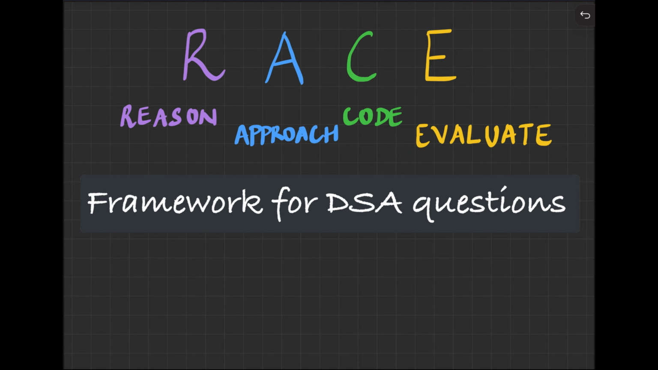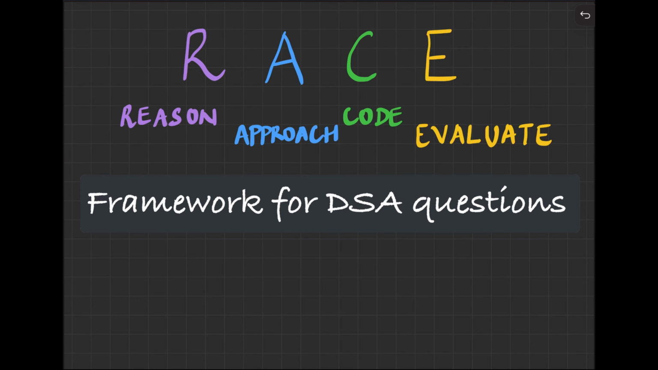With your approach finalized, next we move on to the code section. This is where you translate your approach into a working piece of code. This is also the section where you dry run the code on a few examples that we saw in the reasoning section and hopefully also worked with in the approach section. You run your code and make sure that all your test cases pass.